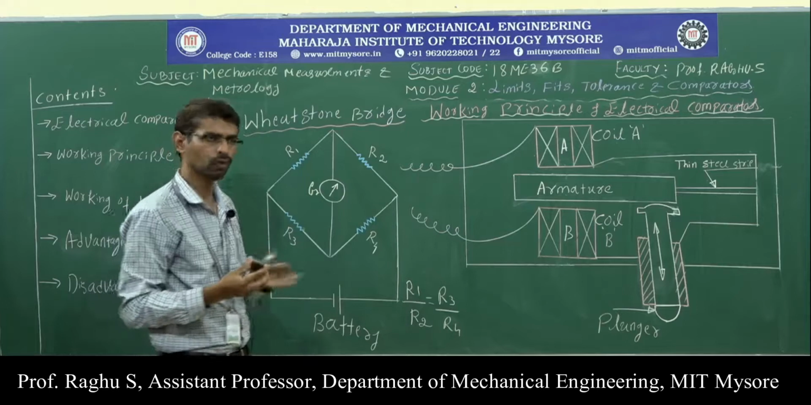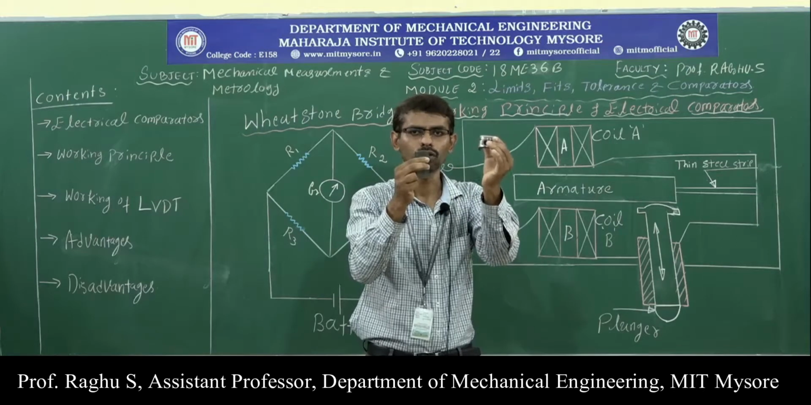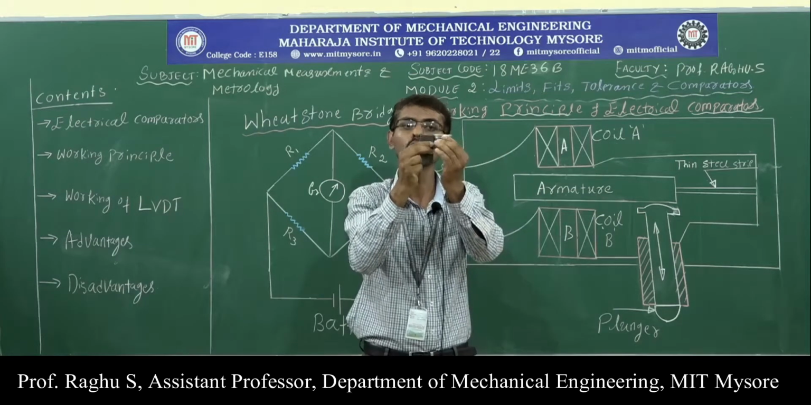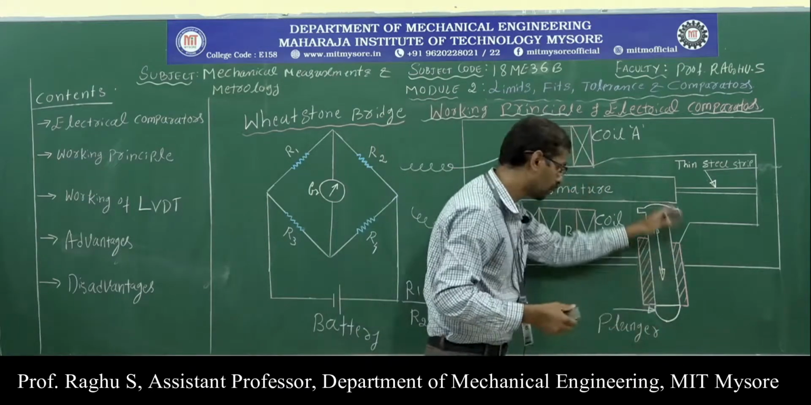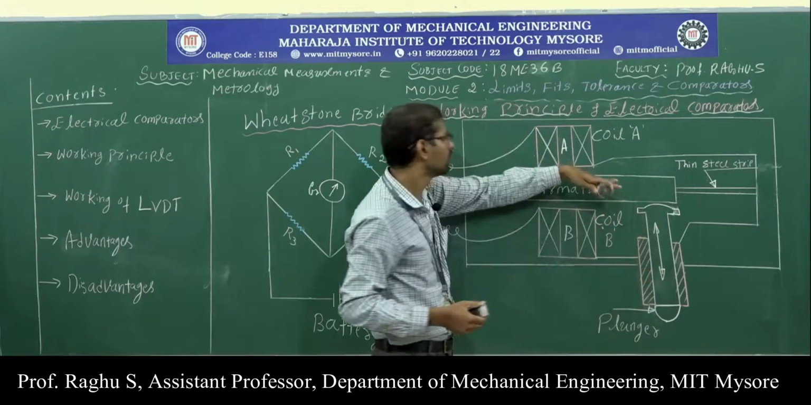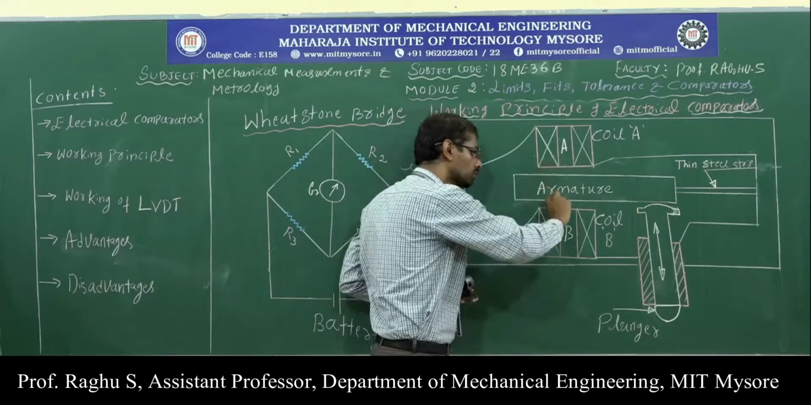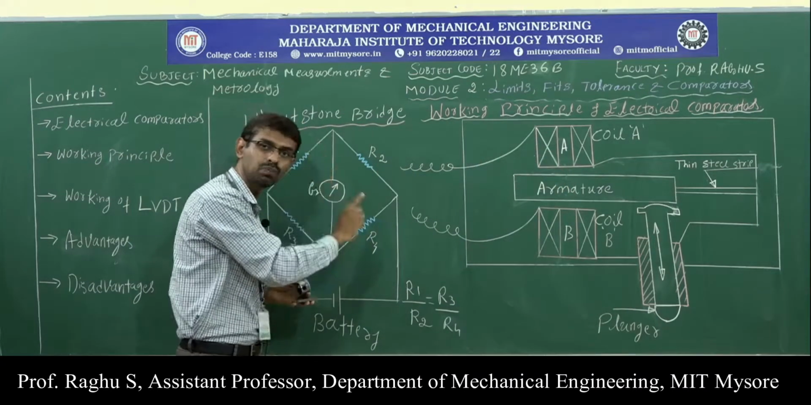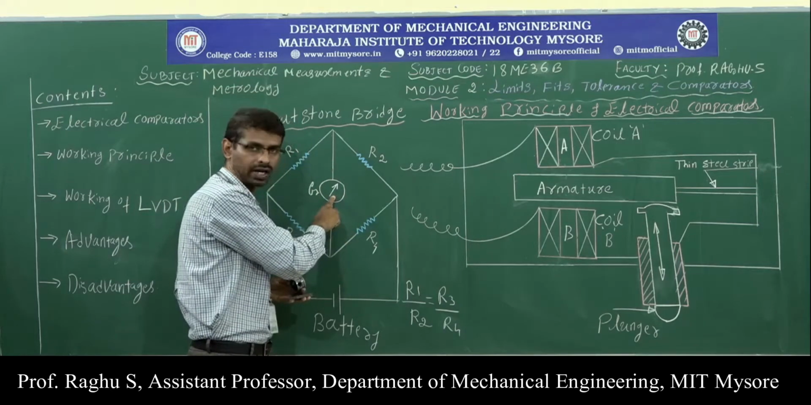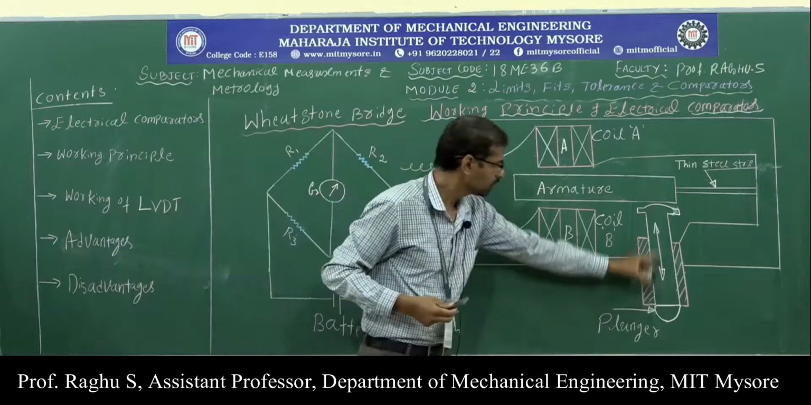Suppose there is no dimensional difference, that means the component has the exact dimension with respect to the standard. If standard and workpiece are the same, then there is no movement of the plunger. Therefore the armature remains stationary. There is no movement of the armature, therefore there is no varying of distance. Therefore the bridge is balanced. When the bridge is balanced, there is no flow of current, and hence there is no movement of the pointer in the galvanometer. When there is a dimensional difference, plunger movement takes place.